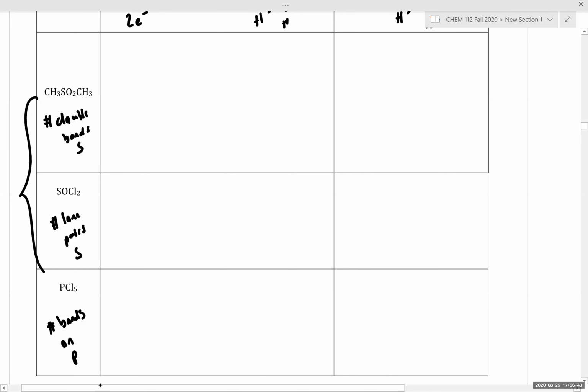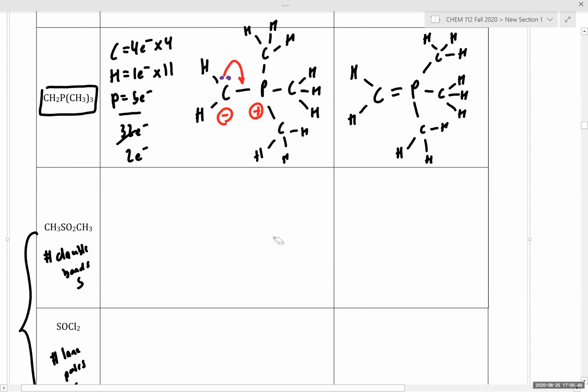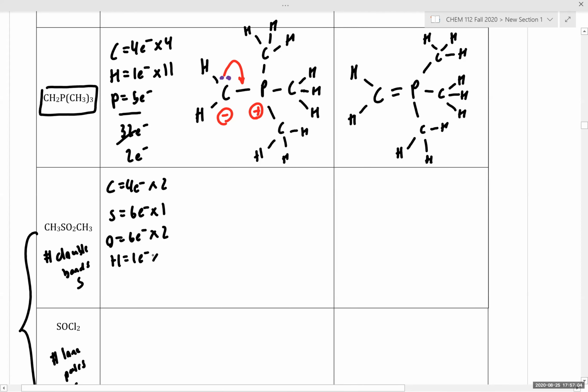Okay, so let's discuss these examples. First and foremost, looking at this first structure: carbon has 4 electrons and we have 2 carbons. Sulfur has 6 electrons and we have 1 sulfur. Oxygen has 6 electrons and we have 2 oxygens. And hydrogen has 1 electron and we have 6 hydrogens. So we have 24 plus 8, which in turn gives us 32 electrons.